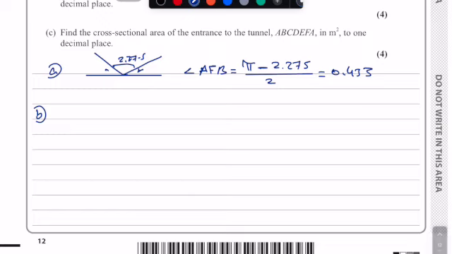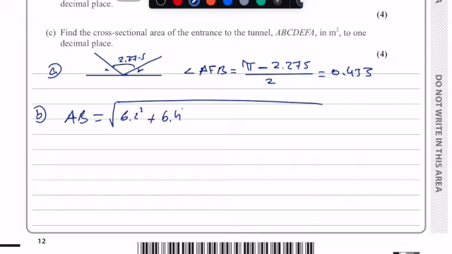Let's find the length of AB using the cosine rule. It will be square root of 6.2 squared plus 6.4 squared minus 2 times 6.2 times 6.4 cosine the angle 0.433. Go to your calculator, change everything into radians, and find the length of this side, which is going to be 2.71. Perfect. Alright? Okay, that's fine. Then go to the length of arc.